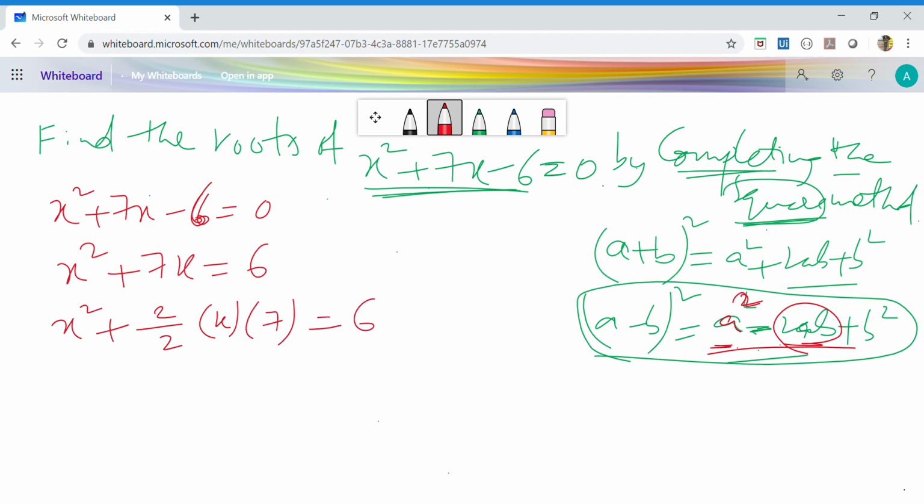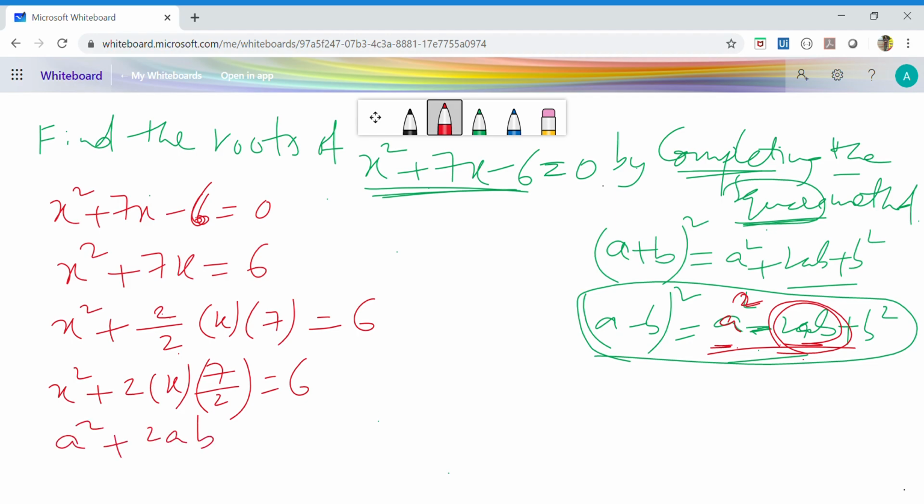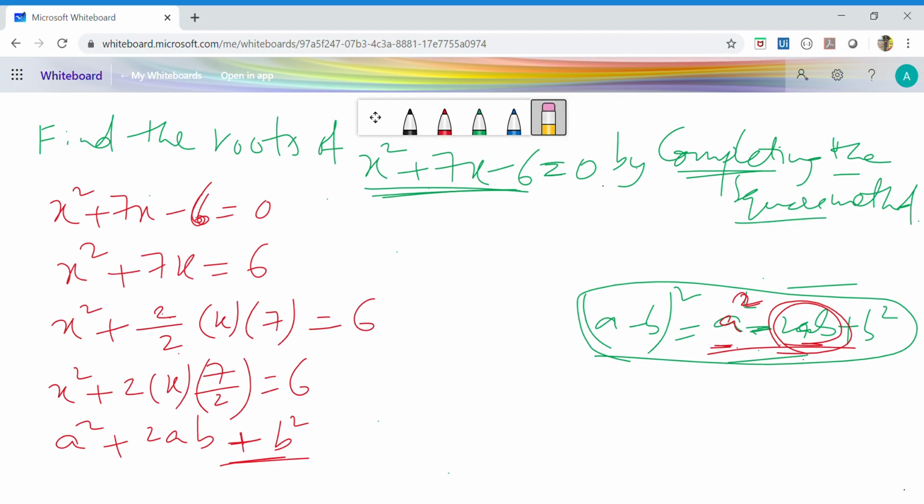Because 2 by 2 is nothing but 1, I am representing 1 as 2 by 2 to get the 2ab term. So x square plus 2 into x into 7 by 2 is equal to 6. Now it is in the form of a square plus 2ab. What is missing? The b square term. So add b square on both sides to get that form.